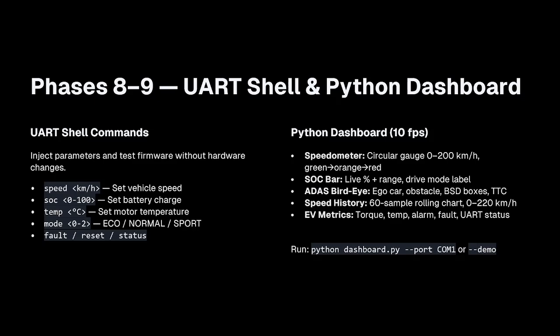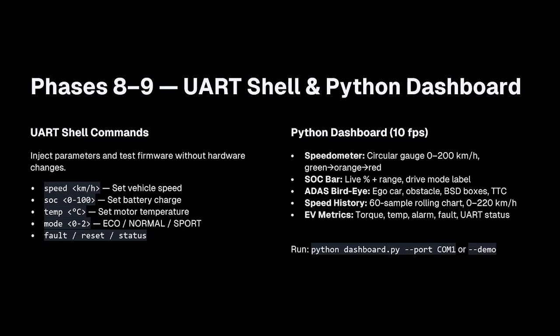To simplify testing, a UART command shell was implemented. Instead of changing firmware repeatedly, parameters can be modified directly through serial commands. It has commands such as speed, SOC, temperature, modes, fault, reset, status, etc. It allows rapid testing of different scenarios. By using these commands, we can directly change the speed or the SOC of the device, and set the temperature of the motor. The modes can be changed, faults can be cleared or injected, the system can be reset, and the status can be generated without making changes in the code.